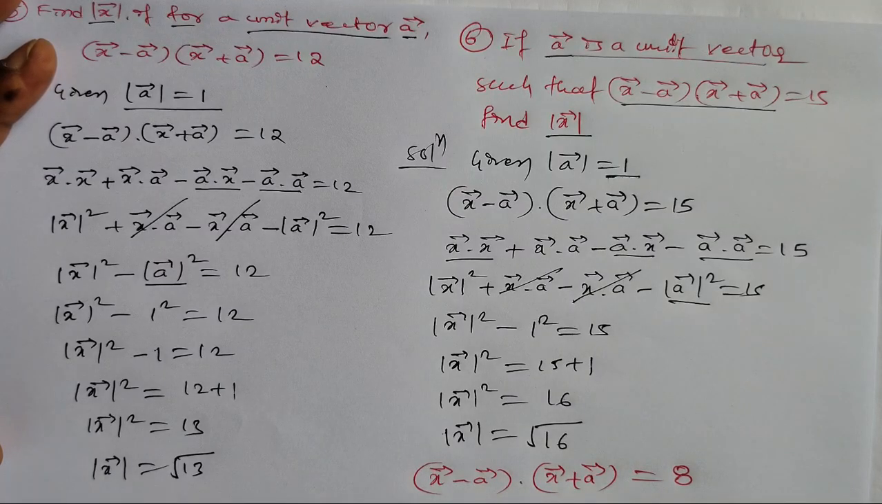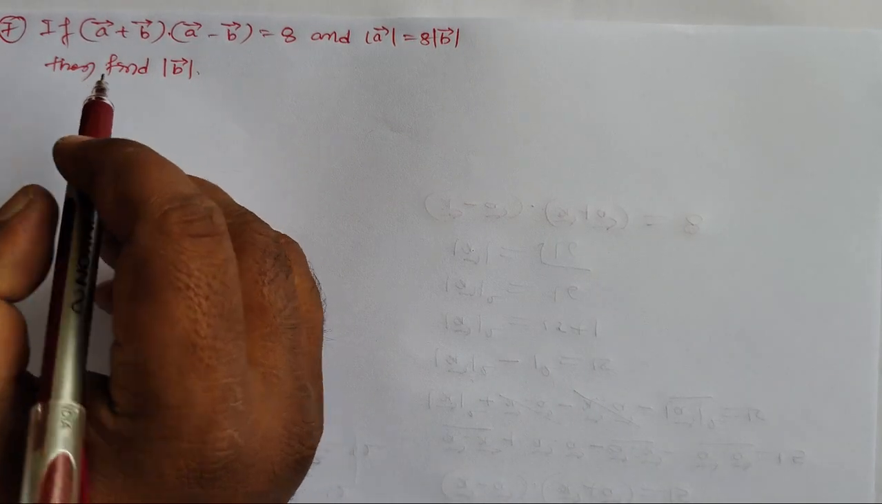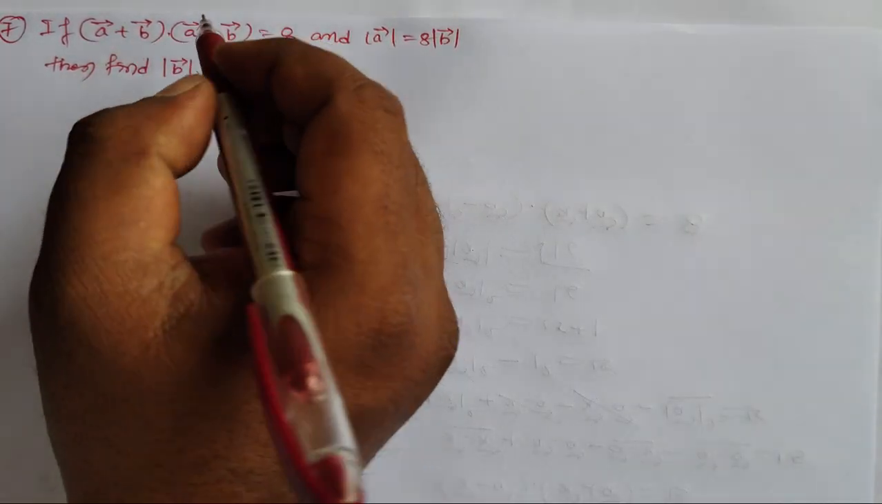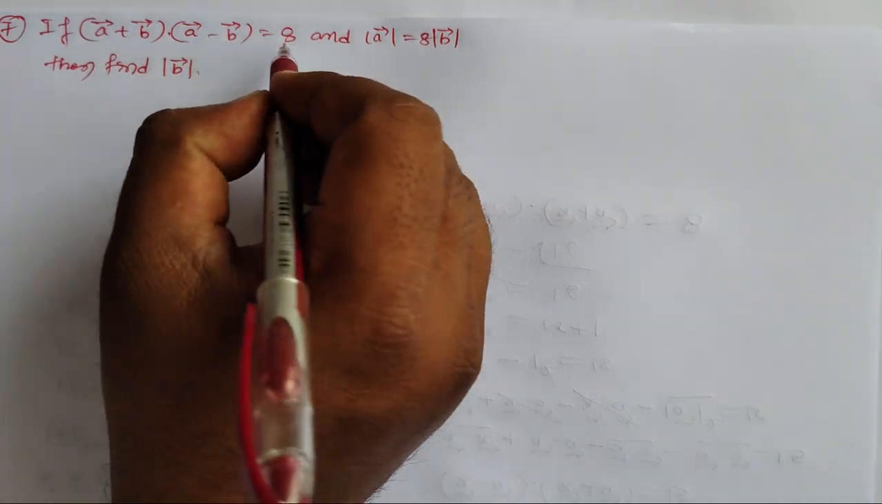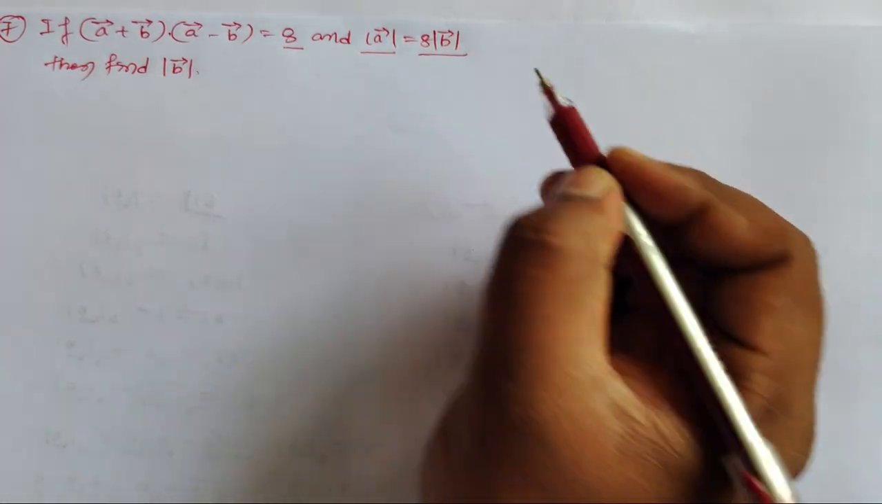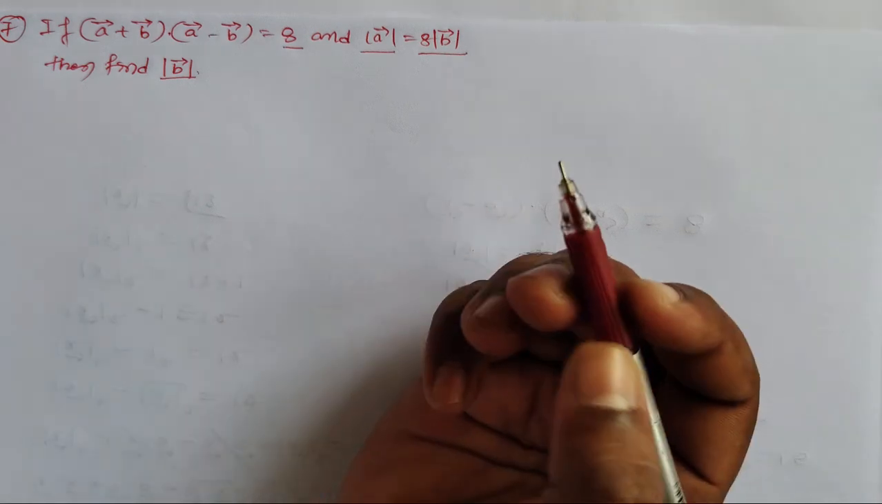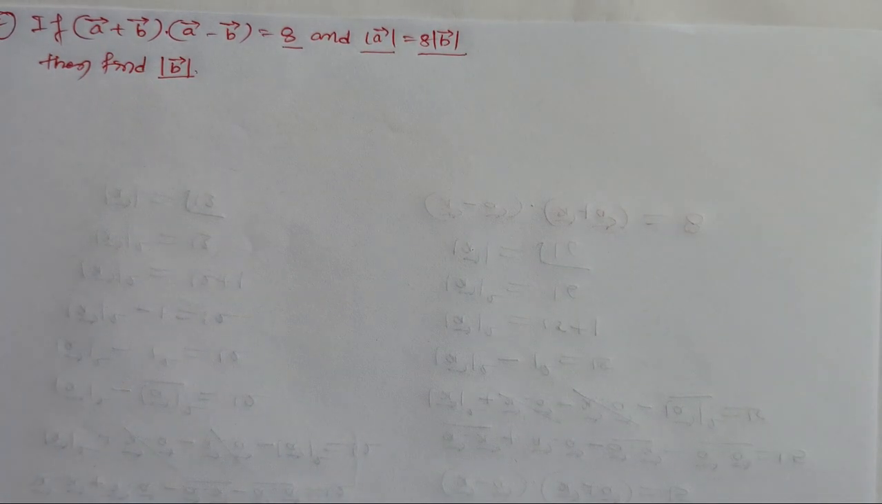Let us solve the next question. Okay, next question: if (a vector plus b vector) dot (a vector minus b vector) is equal to 8 and magnitude of a vector is equal to 8 times magnitude of b vector, find the magnitude of b vector. So it is easy, it is simple, right?